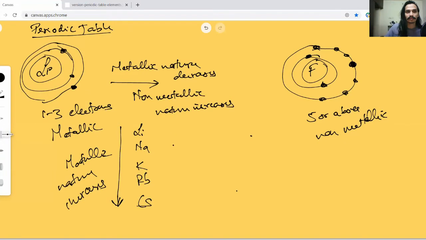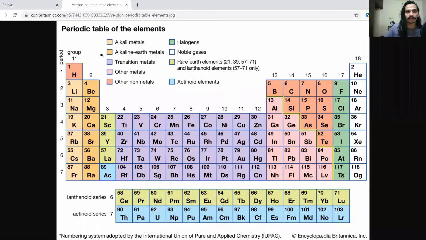So this is about metallic and non-metallic properties in the periodic table. Now, if you look at the periodic table, you'll also have certain names that go along with these groups. The first column has this light orangish color. They're called alkali metals. The second one, a little darker orange, is called alkaline earth metals. It's in the name. This purple block over here in the middle, these 10, are called transition metals.